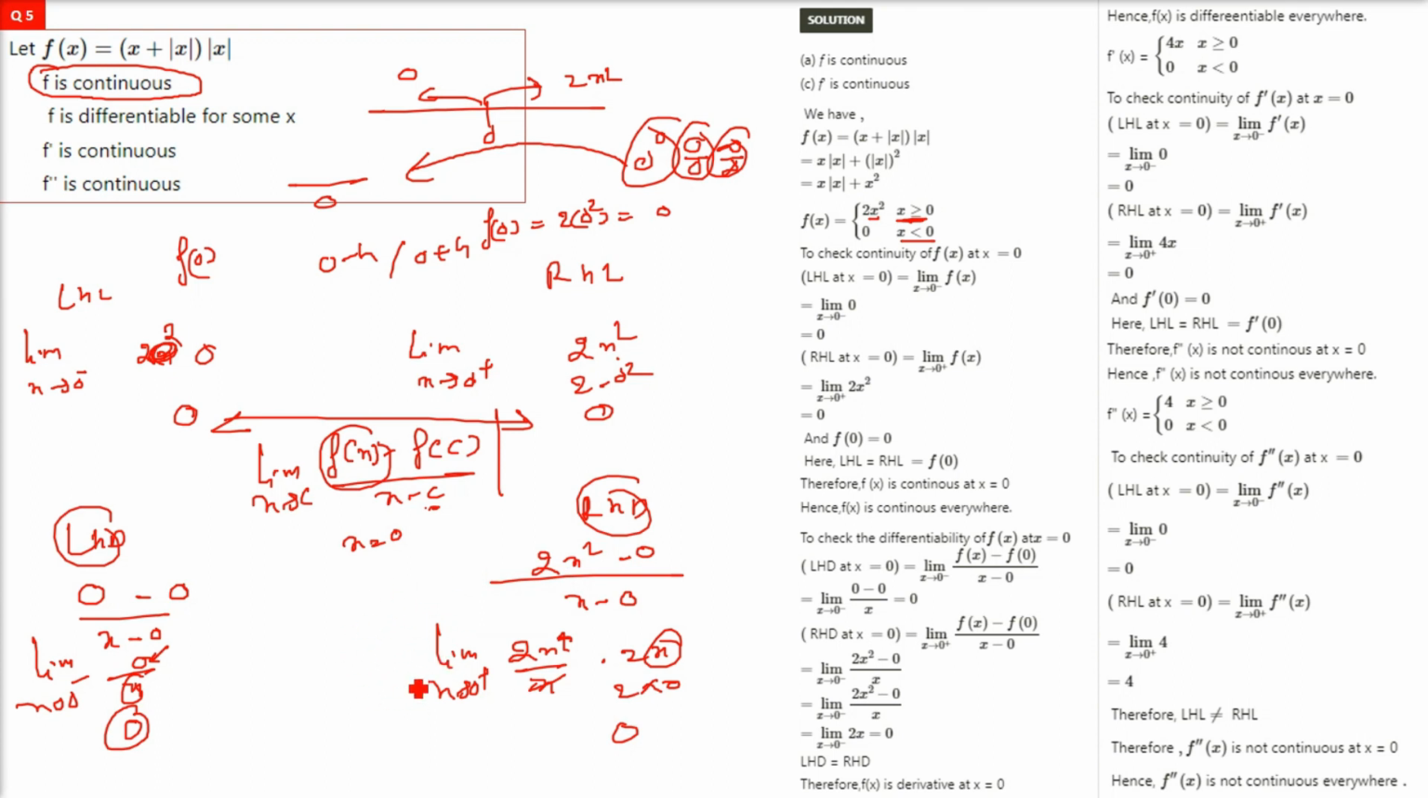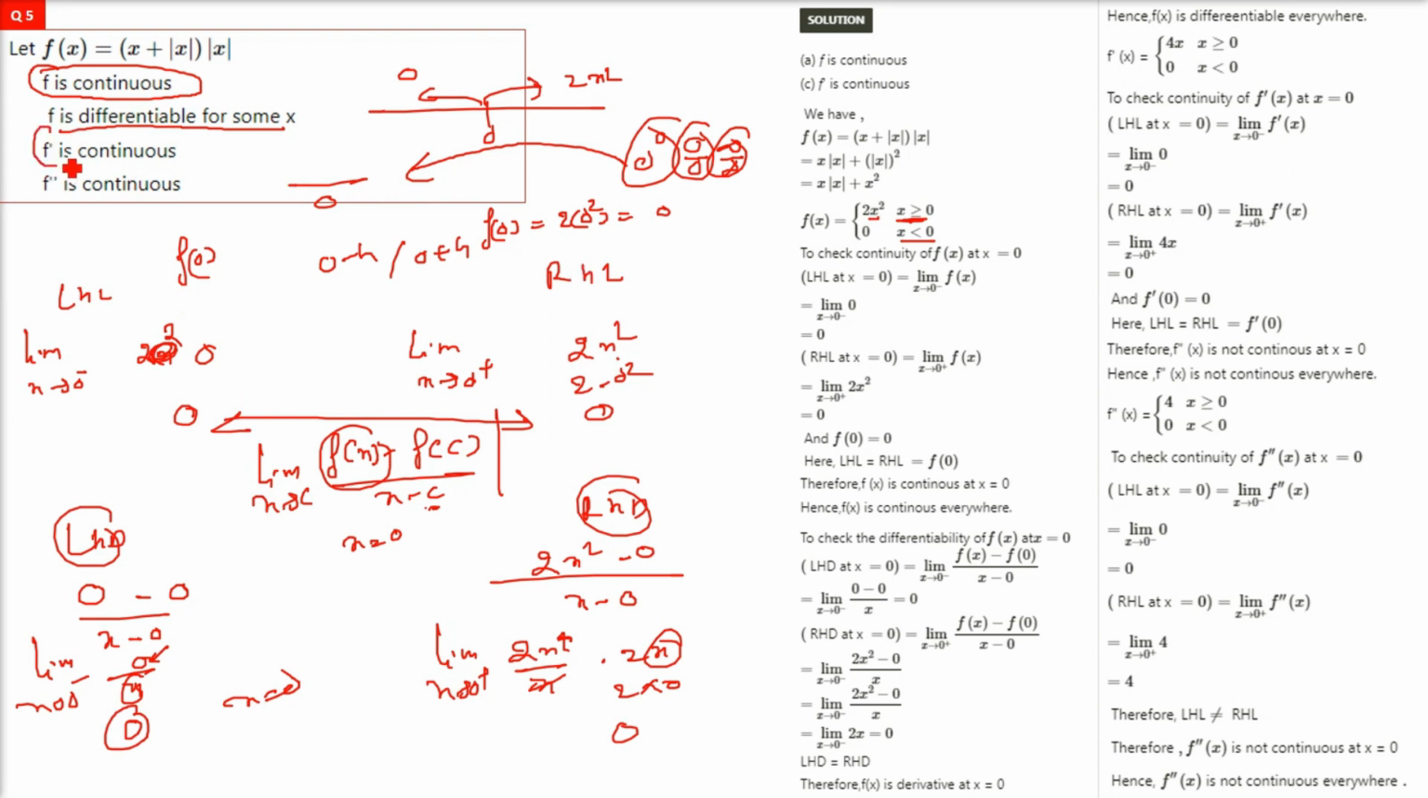Not at some x. The option given in your question is f is differentiable for some x. But we are talking about it is only differentiable at x equal to 0. Other points we don't know. So the second option cannot be true. First is true, that we have already checked.